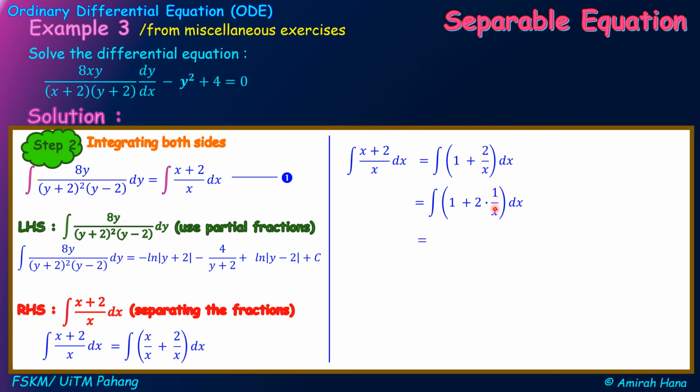And then the integration of 1 plus, we can write 2 times 1 over x for 2 over x here. Then we integrate 1 with respect to x, it becomes x. And then plus, we still put the constant 2 in front here. And then we integrate 1 over x, we have ln x. And after that, we put plus c at the back. So until here, we have integrated the function on the right hand side.